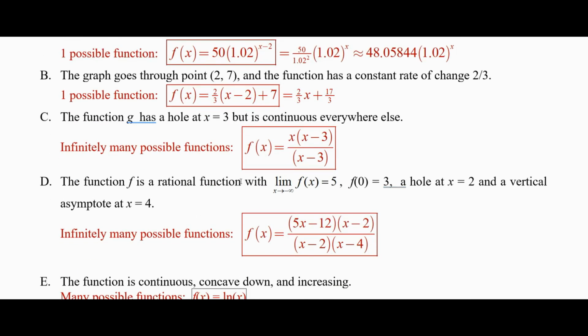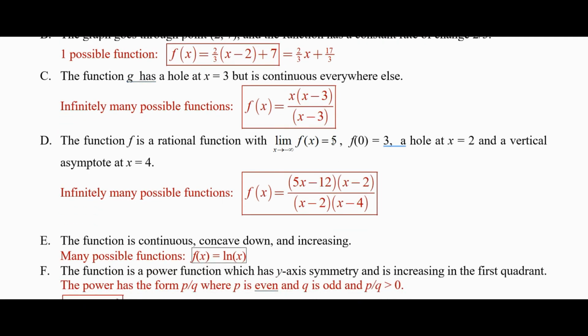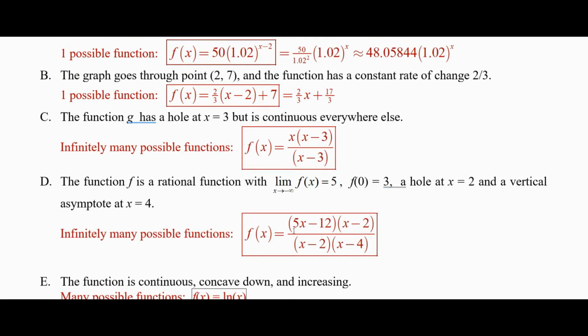The function is rational with the limit as x goes to minus infinity being 5, a vertical asymptote at x equals 4, f(0) equals 3, and a hole at 2. There are actually many possible functions, but the one that has the smallest degree, or one of them, would look something like this. Basically, you leave off the x minus 2 for a minute. It has a vertical asymptote at x equals 4, so you need an x minus 4 in the denominator. It needs to have a leading coefficient of 5 for the horizontal asymptote to be 5.